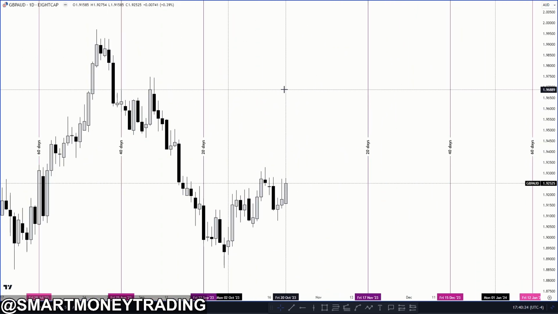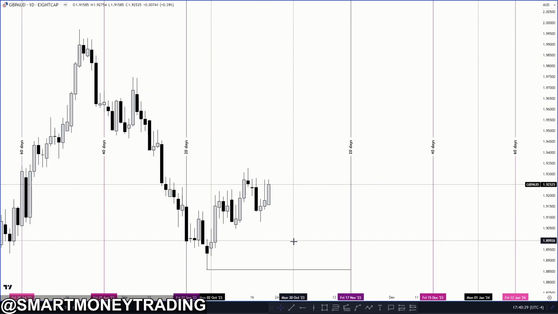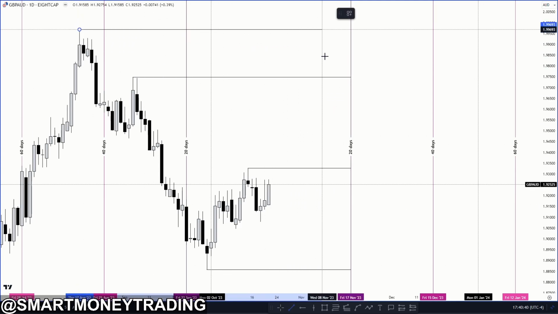And if we use our 20-day look back period from the most recent 20-day high and low, you can see this is the range that has been created in that 20-day range. And then eventually, if we go to the 40-day range, this is going to be our high for the 40-day range, and then our high for the 60-day range is going to be right here.